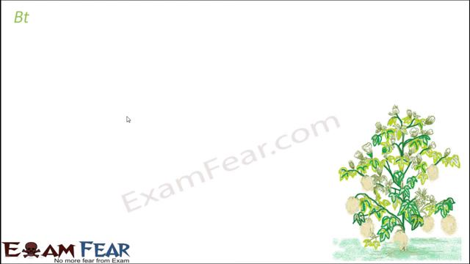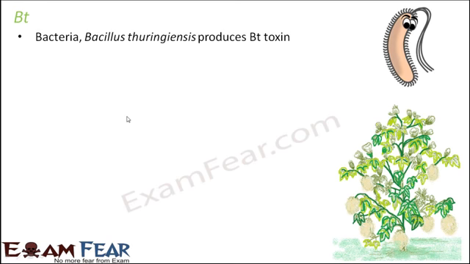So now let us talk about some of the examples of genetically modified crops. First, we will talk about BT. What is BT? The name is basically derived from a bacteria called Bacillus thuringiensis, and this bacteria produces BT toxin. This is extremely important because we will see how this BT toxin helps to produce genetically modified crops, and how these crops are insect resistant.